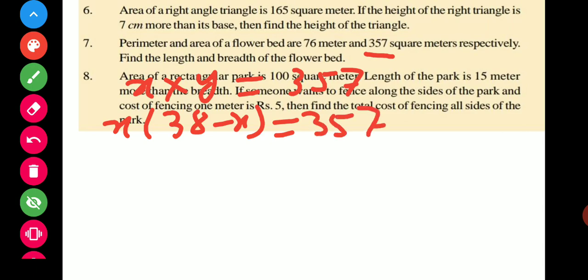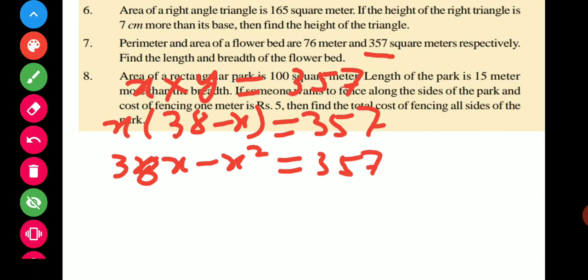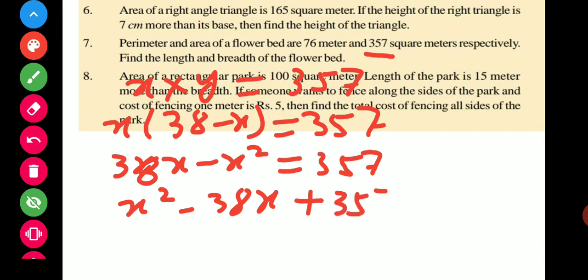So multiply inside, it is 38 of x minus x square is equal to 357. Now transfer to the right hand side to the left hand side. So x square minus 38x plus 357 equal to 0. Now you can do this question, do the factors and get the answers. It is your quadratic equation, and you have many methods to solve a quadratic equation.